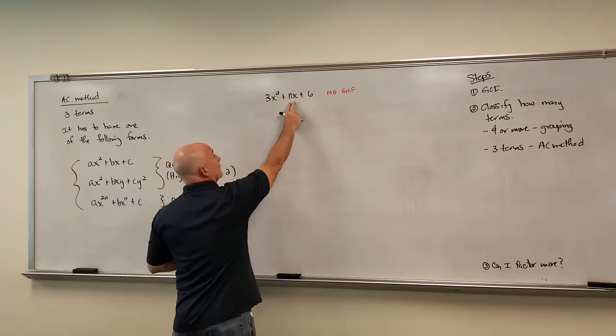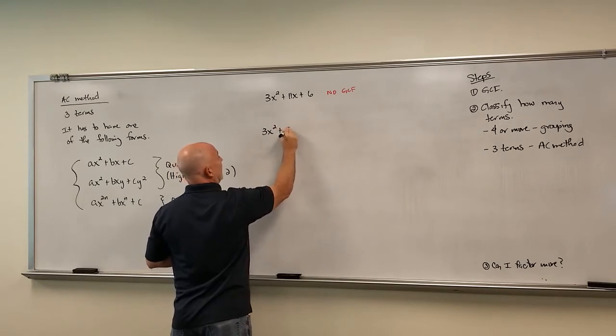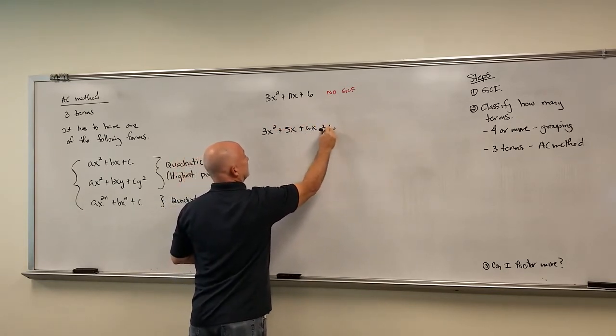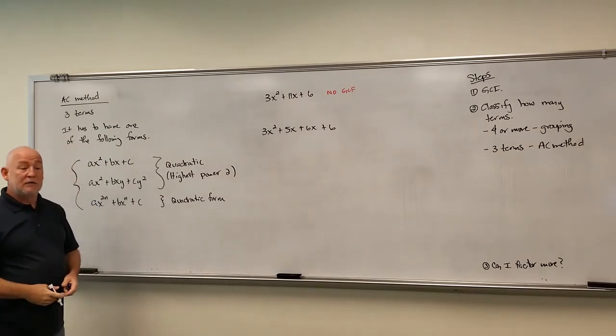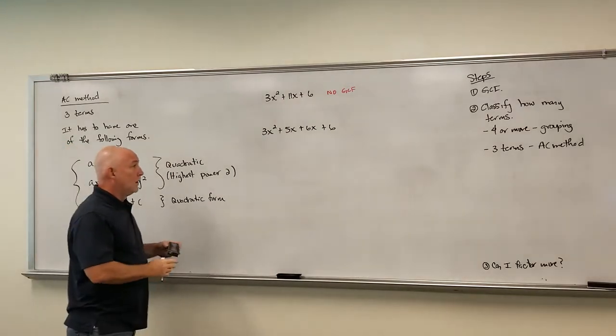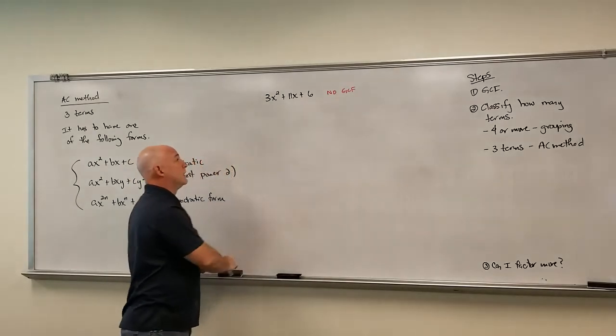Could I break apart this 11x, let's say, don't write this down. What if I said that's 5x plus 6x? That's the same thing, right? But now I have 4 terms, now I could factor by grouping. Well, there's good news and bad news here. That's exactly how we're going to approach this.